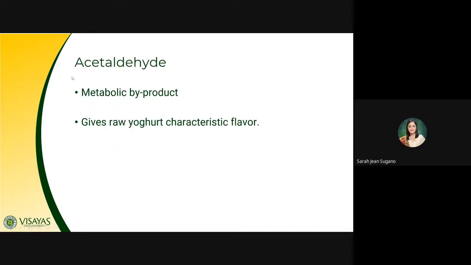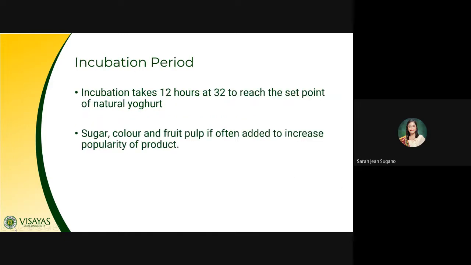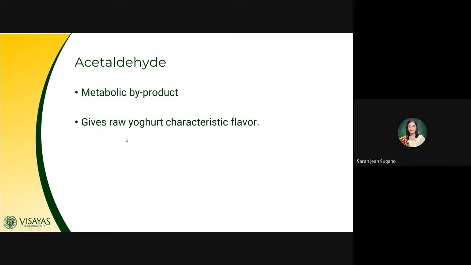So the byproduct of the fermentation is acetaldehyde, which gives yogurt its characteristic flavor. But it depends on the commercial products. Commercial products, they add strawberries and mangoes, for it to have a variety of flavors.